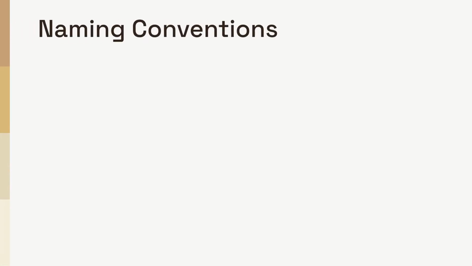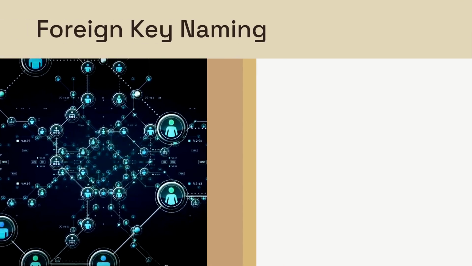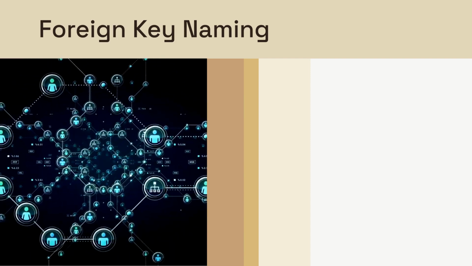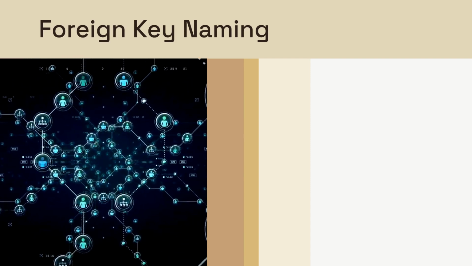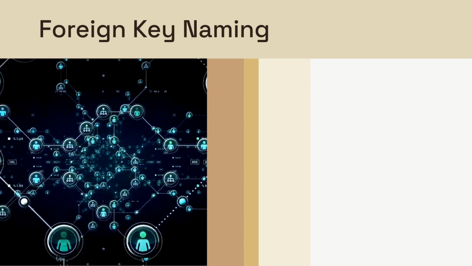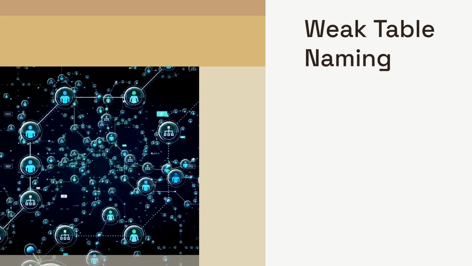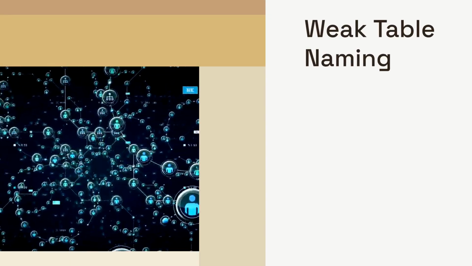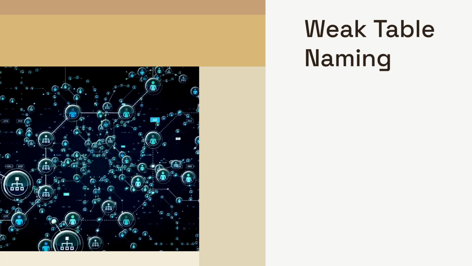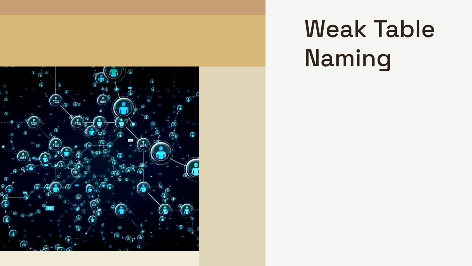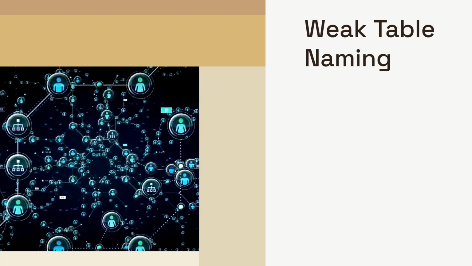As you implement these relationships, consistent naming conventions are key for clarity and maintainability. Foreign key names are typically based on the referenced primary key, such as passenger ID. You can optionally include prefixes derived from the relationship name, like booking passenger ID, for greater context. Weak table names are usually formed by combining the names of the two related tables, such as student course. An optional qualifier, like student course enrollment, can be added for extra clarity about the table's purpose.